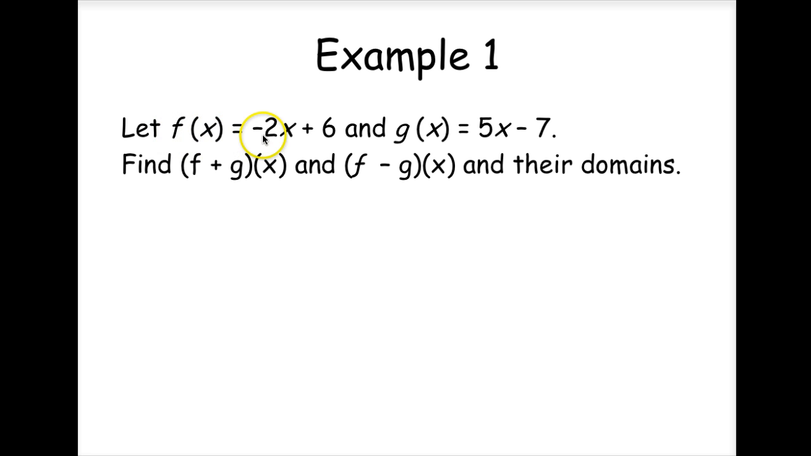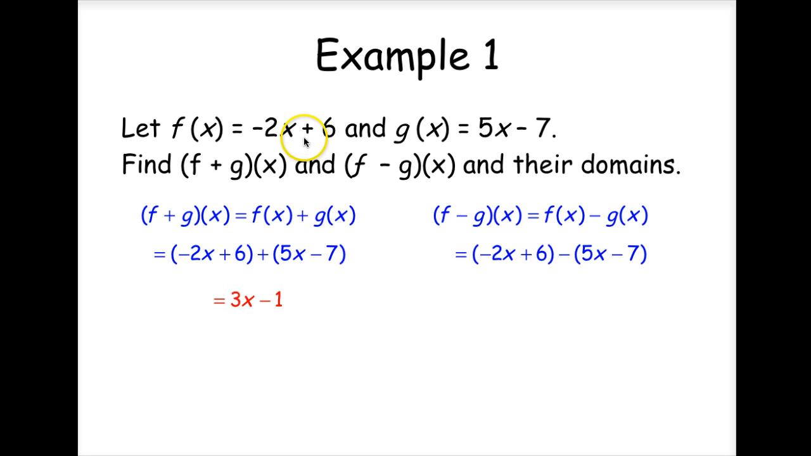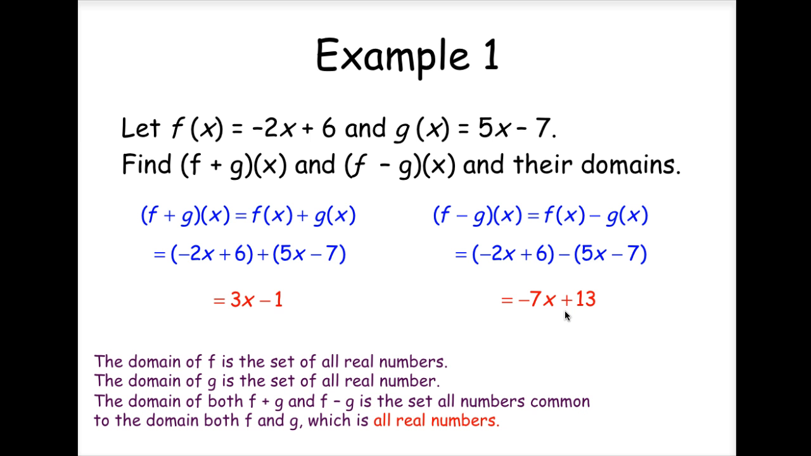So let f of x equal negative 2x plus 6 and g of x equal 5x minus 7. We're to find (f plus g) of x and (f minus g) of x and their domains. For (f plus g) of x, that's the same thing as f of x plus g of x. So we substitute in f of x, negative 2x plus 6, plus g of x, 5x minus 7, and solve: 3x minus 1. For (f minus g) of x, it's f of x minus g of x. We substitute in our expressions, and we've got negative 7x plus 13.